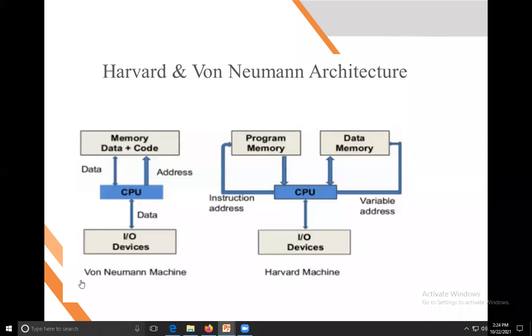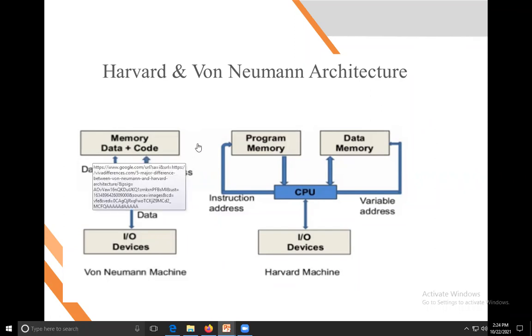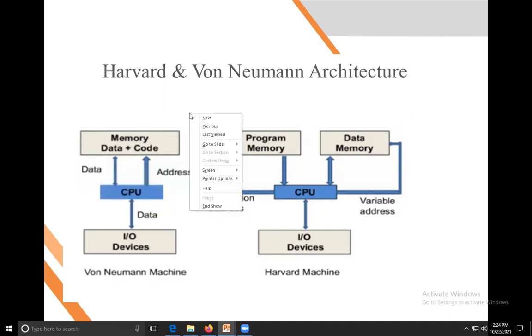There are two types of structure used in designing a microcontroller or microprocessor: Harvard and von Neumann architecture. First, what is von Neumann architecture? In von Neumann architecture, only one memory acts as both data memory and code memory. Remember this thing: only one memory acts as data memory and code memory.